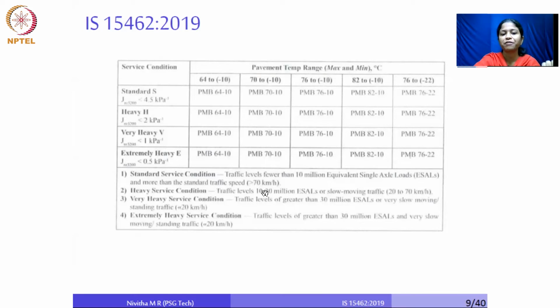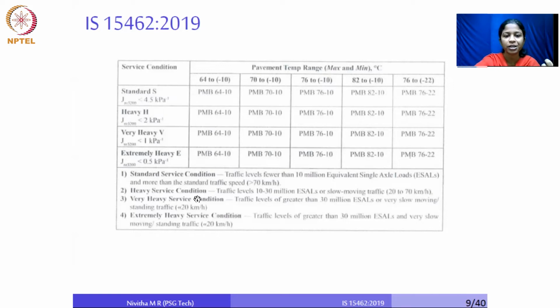So you should be aware of the influence of loading time on the material response. Bitumen being a viscoelastic material, if we have higher loading times, its modulus value is going to reduce. So we have seen this earlier as well. So that is why for a standard condition, the speed is specified to be greater than 70 km per hour. So at a higher speed, we have a lower loading time.